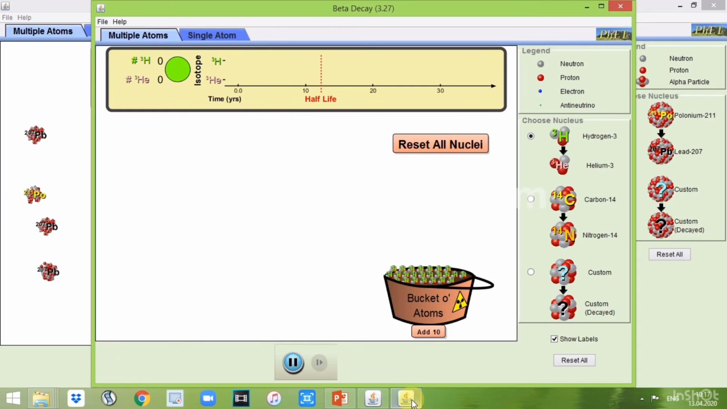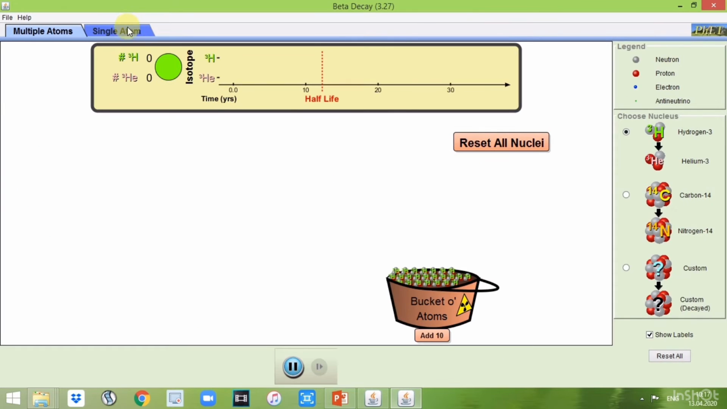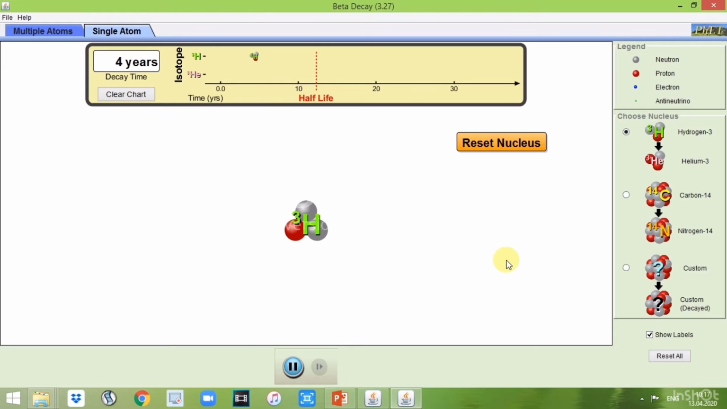Okay, let's see the beta decay. Beta decay is the emission of an electron, and here there is hydrogen. It has mass number 3, and as you see, the mass number doesn't change, but its proton number increased by 1. That's why hydrogen becomes helium. Let's take a carbon atom, and it emits an electron. That's why it becomes a nitrogen atom.